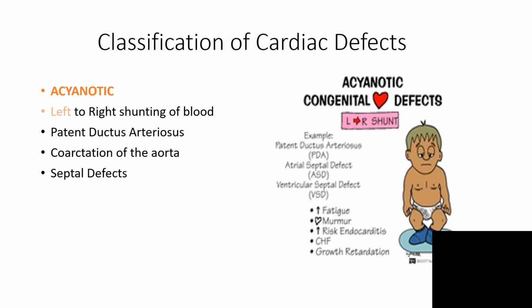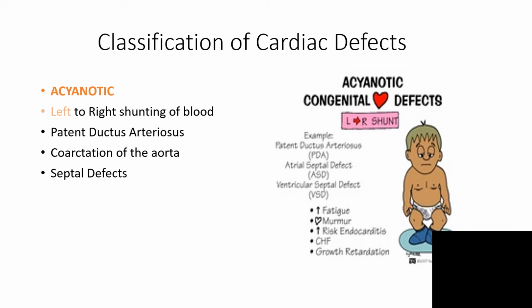So when it is an acyanotic problem, like I said already, blood will leak from the left side, which is the side where I have one whole heap of oxygen, over upon the right side. The blood from the right side, now going out to the lungs, we kind of have too much blood. But we're going to talk about it. So the ones that are acyanotic are patent ductus arteriosus, for example, or coarctation of the aorta, or even septal defects.